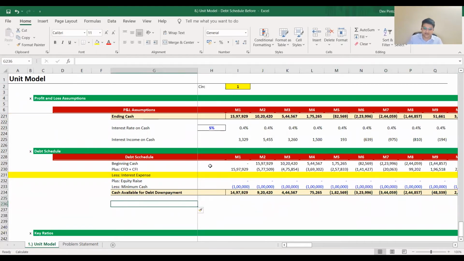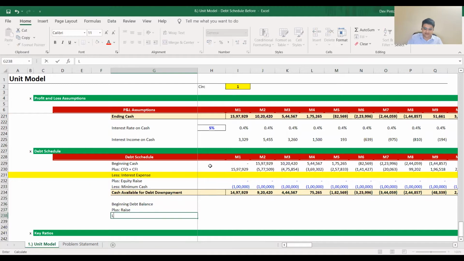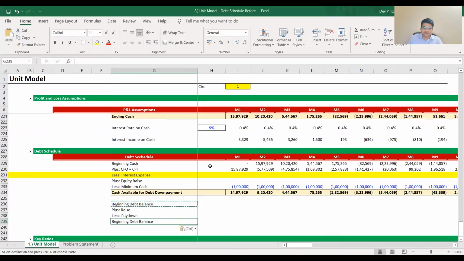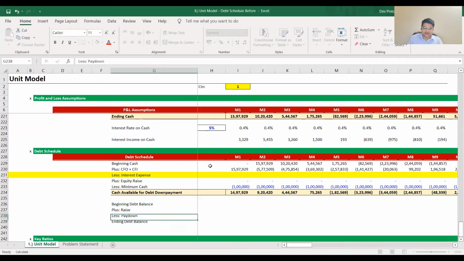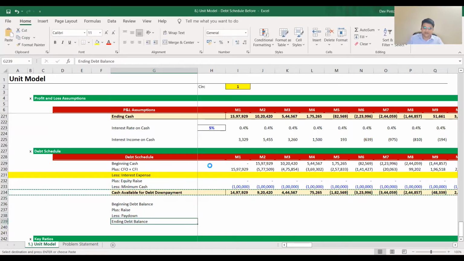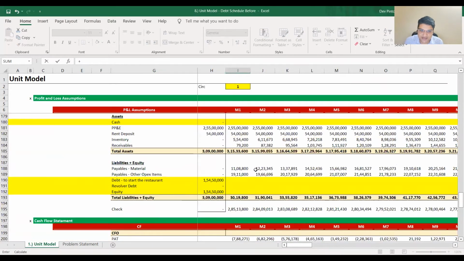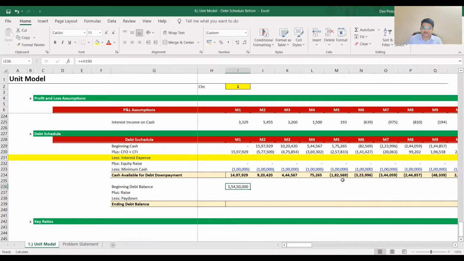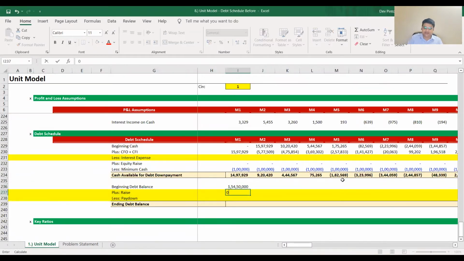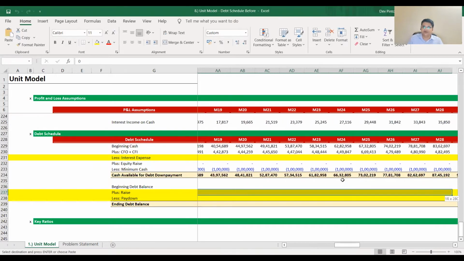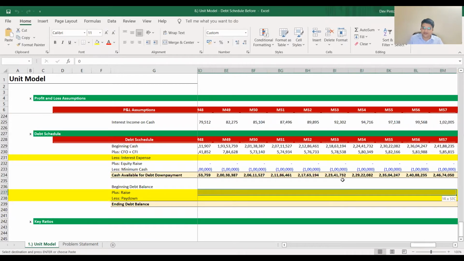Now let's just come up with debt balance. Beginning debt balance, then ending debt balance, right? Beginning debt balance for month one will be ending debt balance for the previous month, which is this. Say we don't raise any more debt on this line item. If at all we need money, we're going to do it through revolver. Keep this as 0.